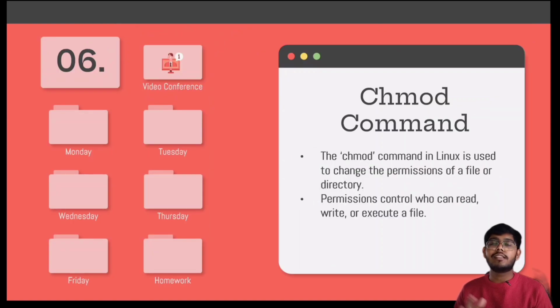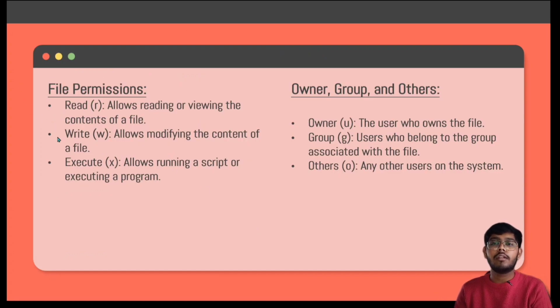Next one is the chmod command. Chmod stands for change mode, or changing the permission of a file. The permissions control who can read the file, who can write the file, and who can execute the file. There are 3 types of file permissions in Linux: the read permission, write permission and execute permission.